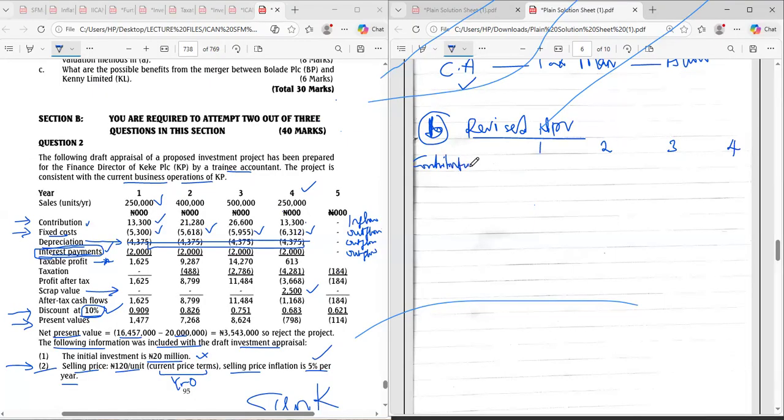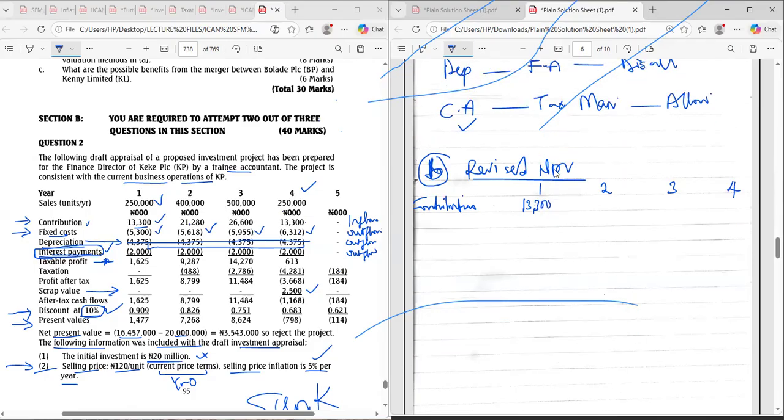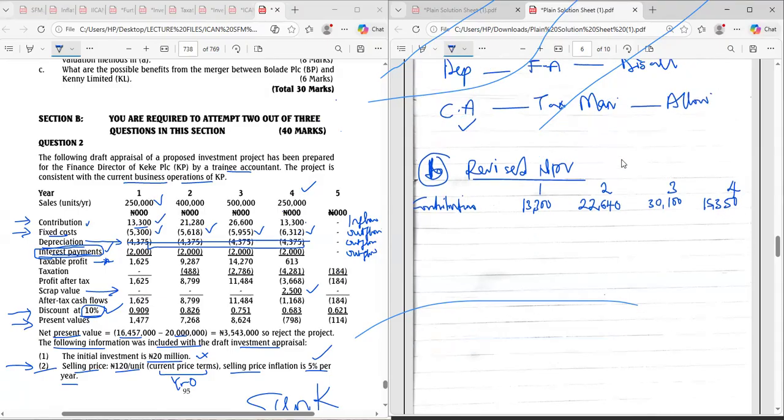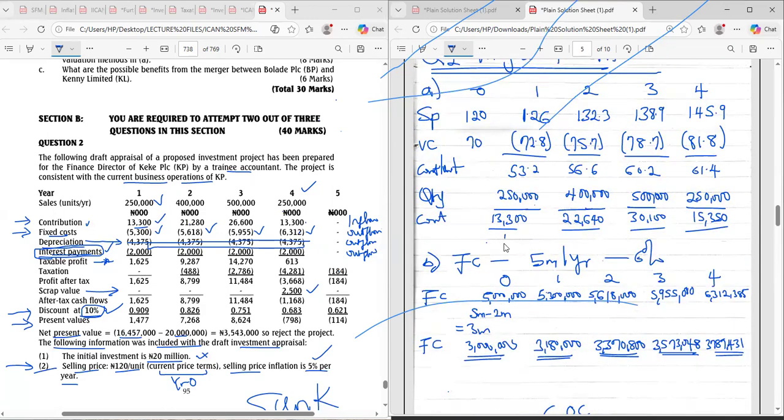You know the contribution that guy did is rubbish. The only thing that was correct is the 13,300. So let's go: 13,300, 22,640, 3,100, 15,350. Somebody wants to ask, where are you getting this figure from? We did it here. Okay, the project is how many years? 4 years. So because of tax, we can make it a 5th year. That's true.